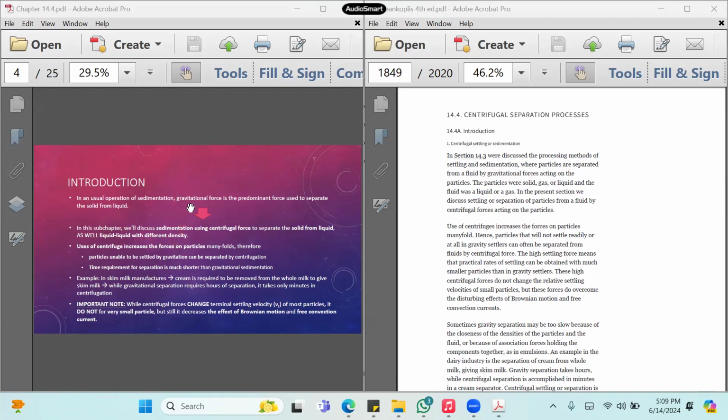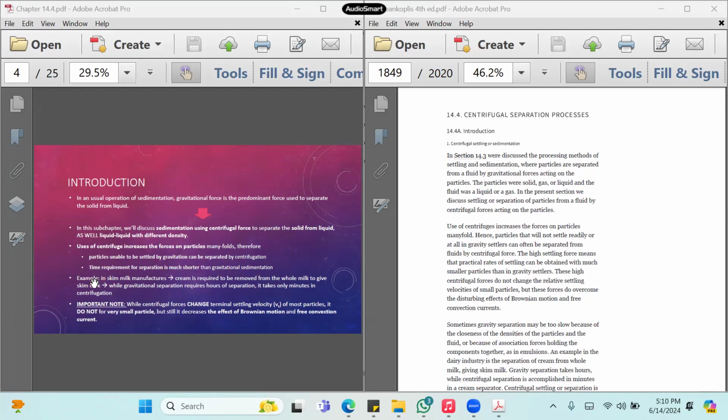So the predominant force in centrifugation is not the gravitational force, but the centrifugal force. The use of centrifugal force increases the forces on the particle manifold as compared with the gravitational force. So particles that are very small and unable to be settled by gravitation can be separated using this method. And the time required to separate is much shorter than sedimentation by gravitational force.